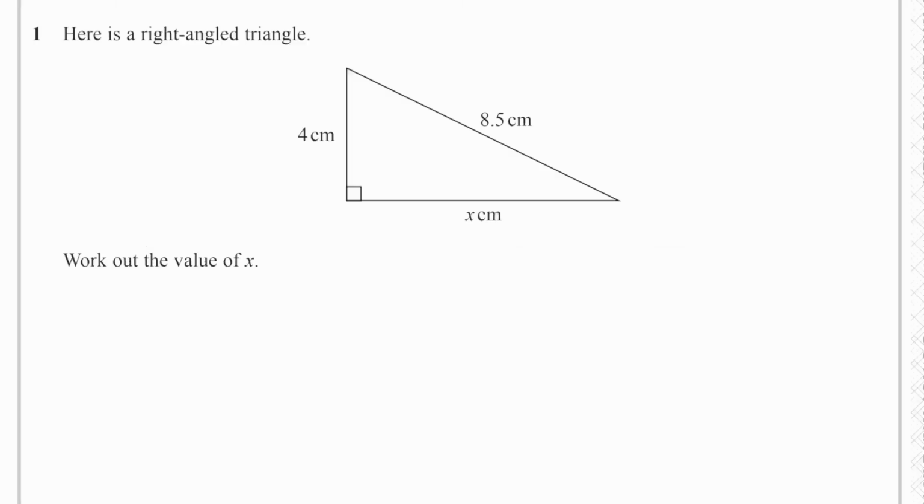So we've got a triangle here, and we're asked to work out the value of x, where x is this side over here. So immediately you're seeing a right angle triangle, you're missing a side, you should be thinking Pythagoras, okay? So Pythagoras, the formula, if we apply it here, should be 4 squared plus x squared is going to be equal to 8.5 squared. So then you just need to rearrange for x.